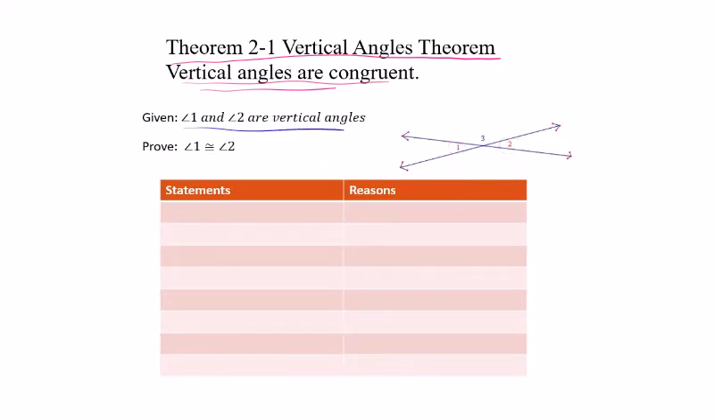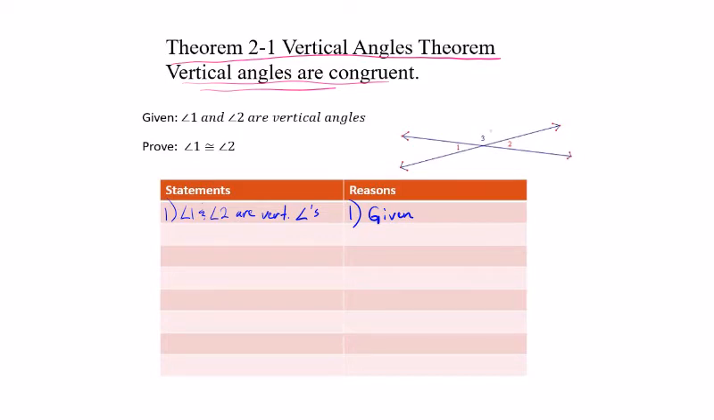We're given that we have a vertical pair here, right? Angle 1 and angle 2 are vertical angles. Okay, and the reason is given. All right, so let's see what we can deduce from the picture here.